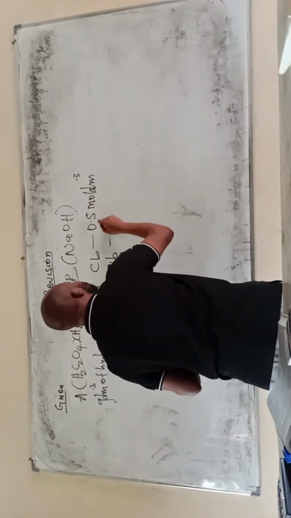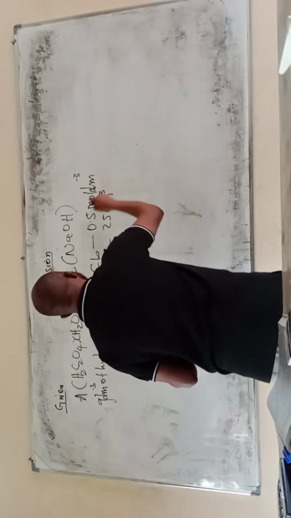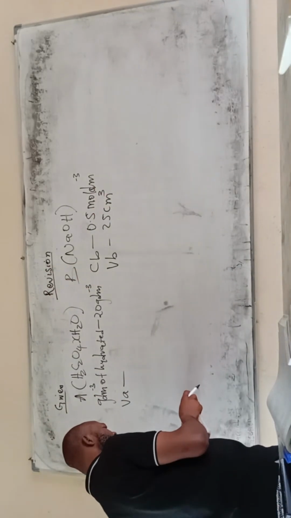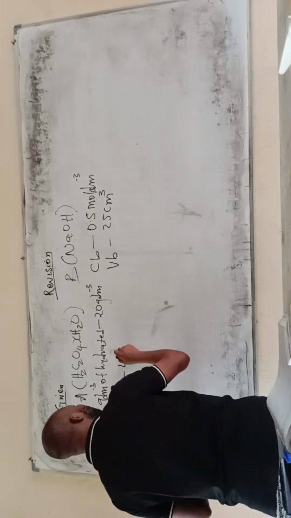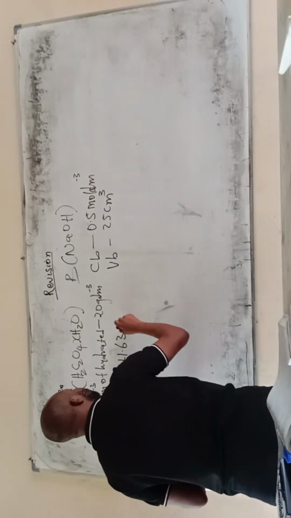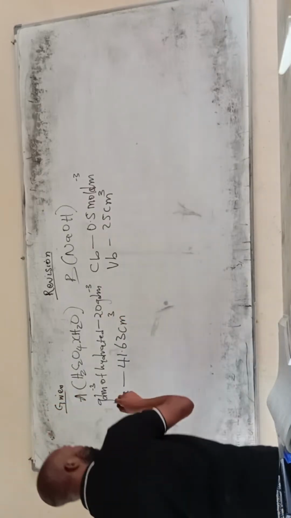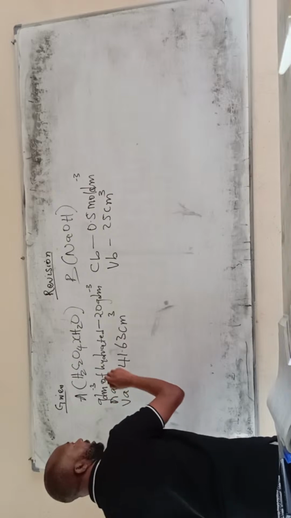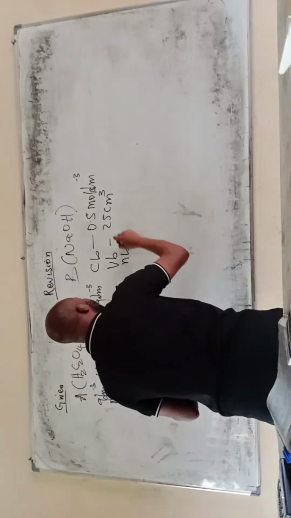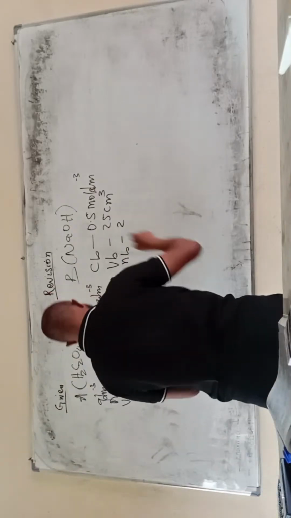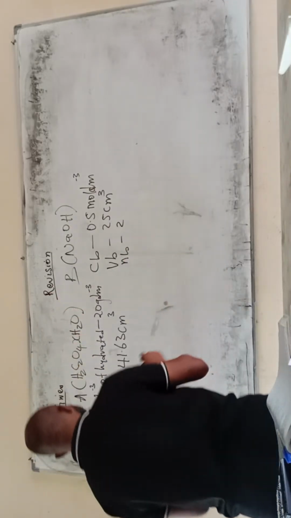The volume of the base is 25 cm cube. Volume of the acid is given to be 41.63 cm cube. And from the equation of reaction, we are going to be able to get our number of moles of acid and our number of moles of base. That of base is 2 and that of acid is 1.